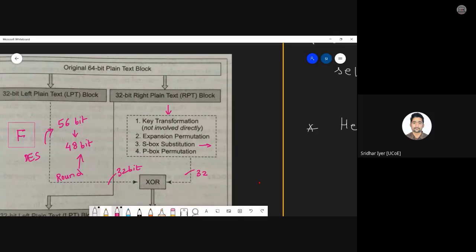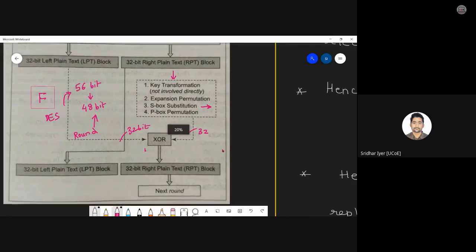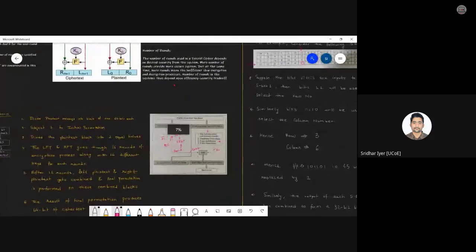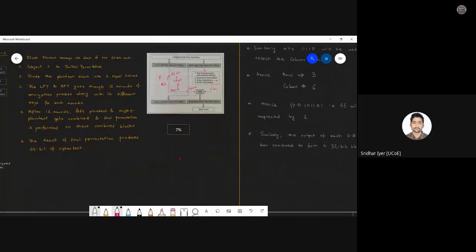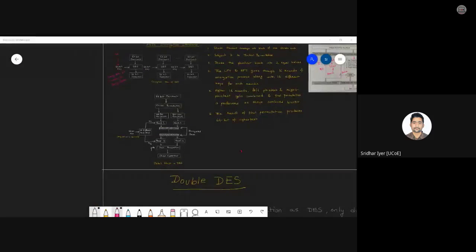Once we get the output, we change the positions of the final temporary ciphertext, we can call it, by using some P-box permutation. And whatever result we got, we XORed that with the LPT, and that became your new RPT, and so on. So this was the internal structure of the Feistel structure, or we can say the data encryption standard. Now am I clear? This is what we studied in the last lecture, and this is all about data encryption standard.